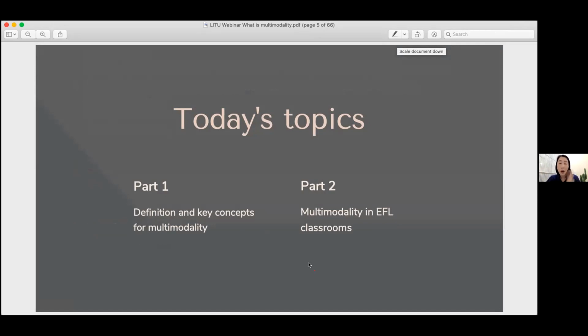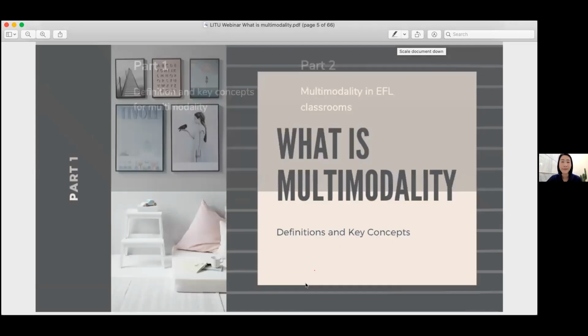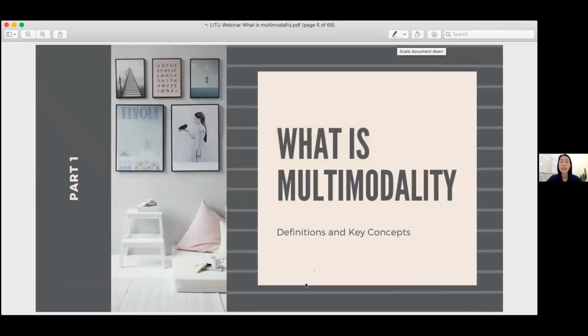And then for part two, we're going to talk about what I actually did for my class and some of the ideas that you can use for yourself if you want to implement multimodality in your own classrooms. All right, now let's get started. Okay, so part one, what is multimodality?